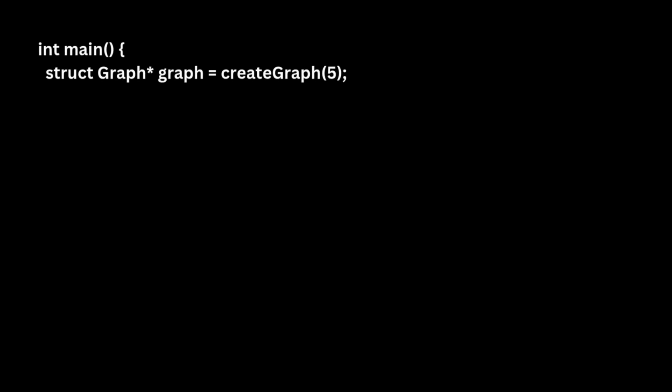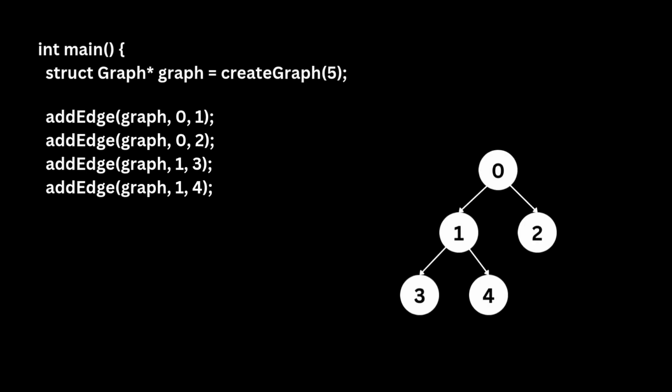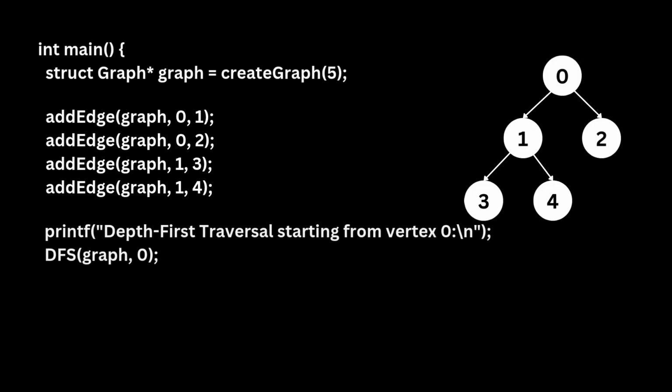This is the main function. This creates a graph with 5 vertices, 0 to 4. These lines add the edges to build the following graph. Here you can see this graph and print it. Prints the DFS traversal starting from 0, and return 0 ends the program.